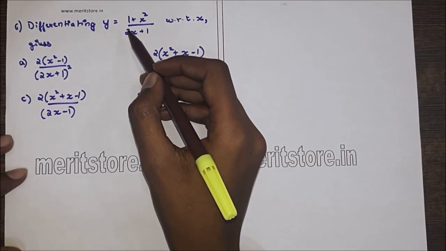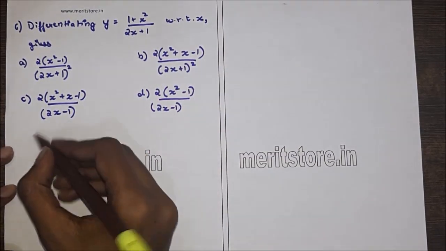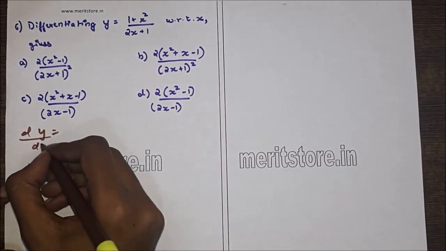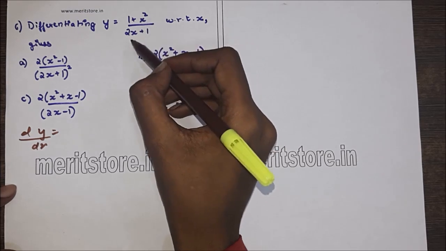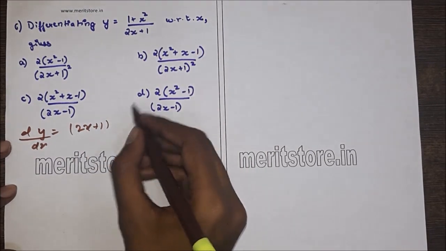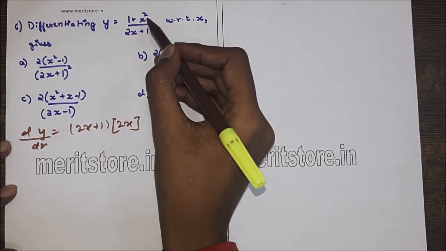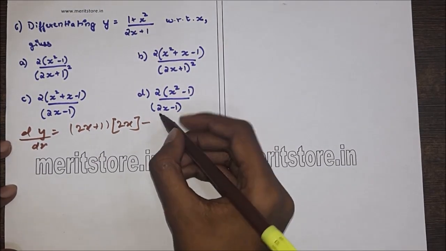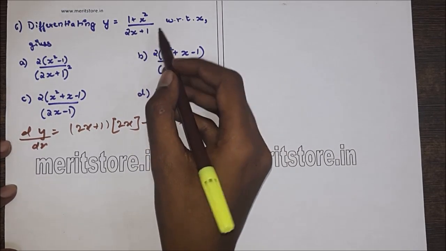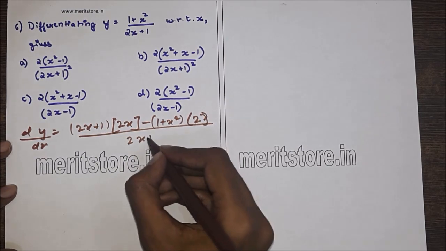We have to differentiate y is equal to 1 plus x square upon 2x plus 1 with respect to x. These are the options. So again we use the formula for differentiation of u by v. So dy by dx is, u in this case is 1 plus x square and v is 2x plus 1. So v times derivative of u, that is derivative of x square, which gives 2x. Differentiation of 1 is 0, so this is 2 into x, minus u into derivative of v. Derivative of 2x plus 1 is, for 2x it is 2 and for 1 it is 0, so into 2, divided by v square, that is 2x plus 1 the whole square.